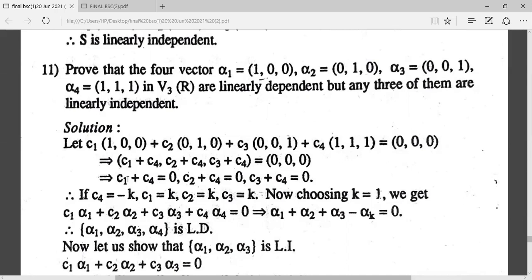ಸಬ್ಸ್ಟಿಟ್ಯೂಟ್ C1 ಗೆ ಬೇಕಾದ್ರೆ K1 ಅನ್ನು ಸಬ್ಸ್ಟಿಟ್ಯೂಟ್ ಮಾಡಬಹುದು, ಅಥವಾ C4 ಗೆ 1 ಸಬ್ಸ್ಟಿಟ್ಯೂಟ್ ಮಾಡಬಹುದು, ಅಥವಾ C3 ಗೆ 1 ಸಬ್ಸ್ಟಿಟ್ಯೂಟ್ ಮಾಡಬಹುದು. ಯಾಕಂದ್ರೆ this has infinite number of solutions. So put C4 equals minus K. Then what is C1? C1 is K. What is C2? C4 is minus K. Otherwise C2 is K. What is C3?